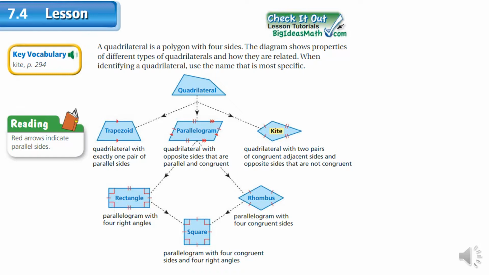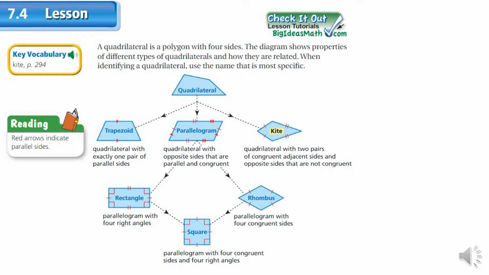If we look at the two left sides there, notice they both have one red hash mark through them. That indicates that they are congruent, or have the same measure. Meanwhile, if we look at the sides on the right there, they both have two red hash marks through them, which also indicates that they are congruent as well. And really, that's one of the few interesting features of a kite, that it has those congruent sides that happen to be adjacent to each other, or next to each other.